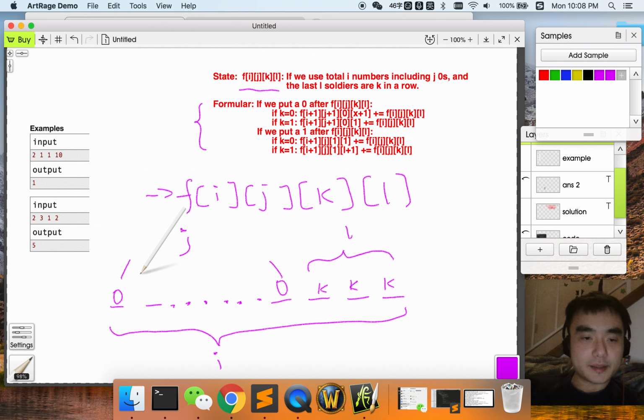So we already know the number of possibilities of this kind of array, right? So it satisfies three constraints. One is there are i numbers. One is that there are j zeros. And one is that the last L numbers are the same and they are k, right?